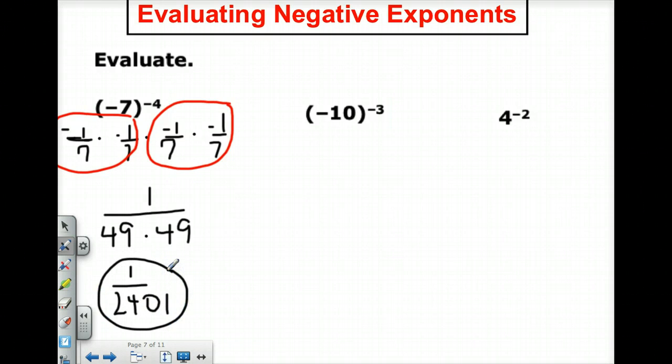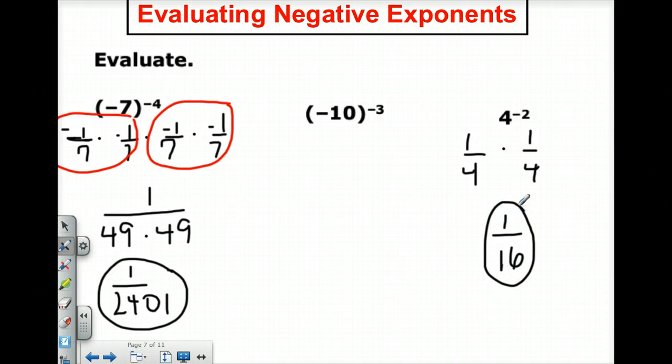Let's skip the second problem and jump to 4 to the -2nd power. The reciprocal of 4 is 1/4, and because we have an exponent of -2, we drop the negative, and that's 1/4 times 1/4. 1 times 1 and 4 times 4.